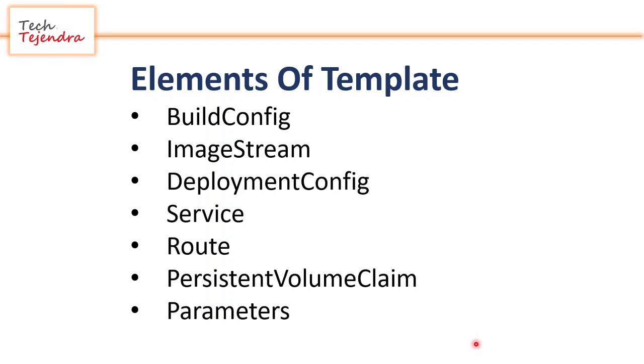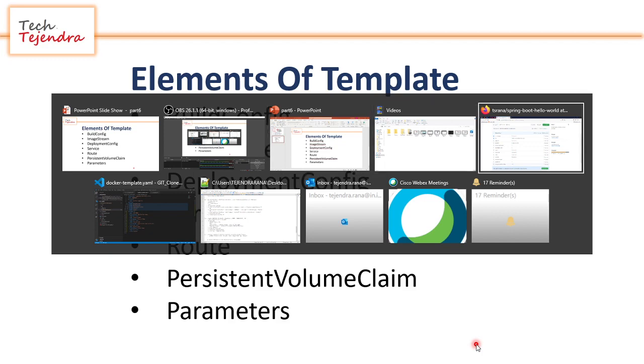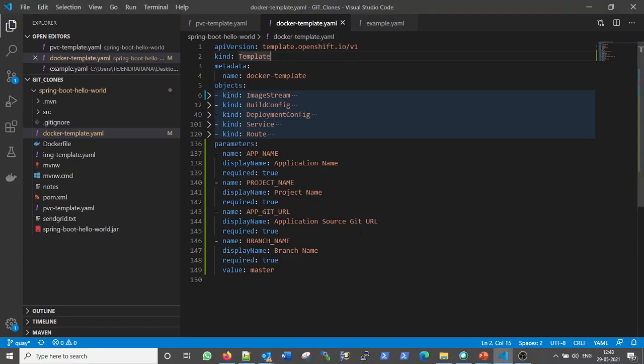Let me go ahead and show you my template. Here I have written a template for you. In this template we will discuss the image stream, build config, deployment configuration, service, and the route. The persistent volume claim I will cover in the next tutorial, because it is tough to understand as of now, before you understand the template.